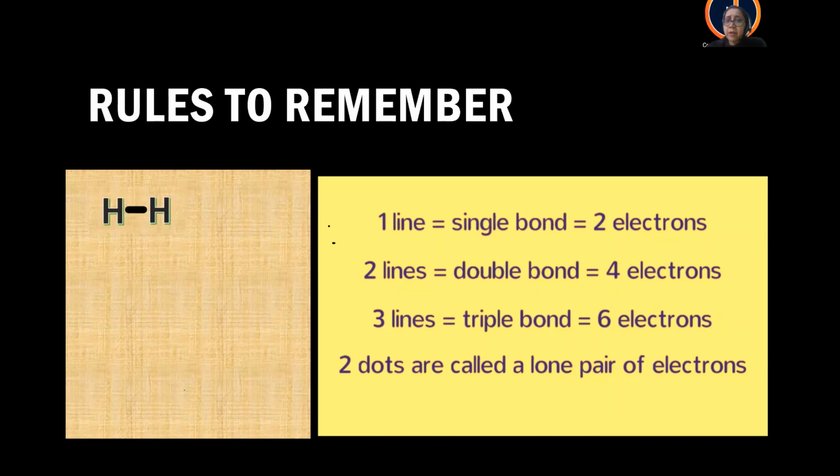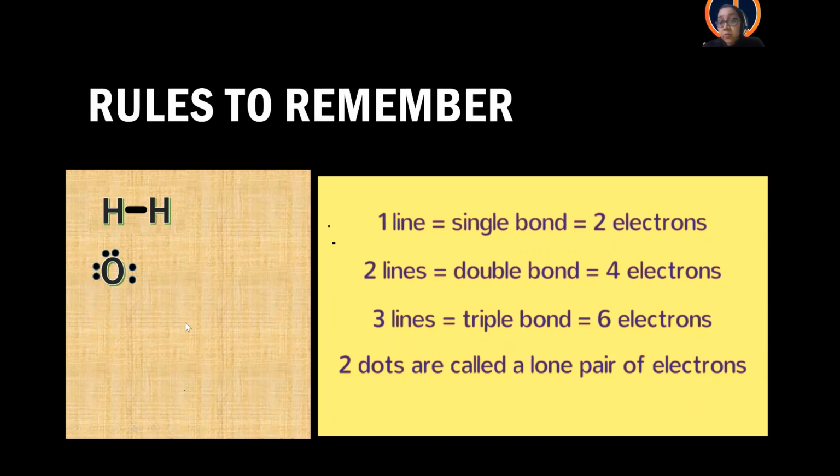Now take the example of a single bond. A single bond is one line, that means it has 2 electrons. So the number of bonding electrons is 2, right? It has no lone pair of electrons here. Now coming to oxygen. If you remember, oxygen has a valency of 6. So we can write the electrons, 1, 2, 3, 4, 5, and 6. So it has 6 electrons.